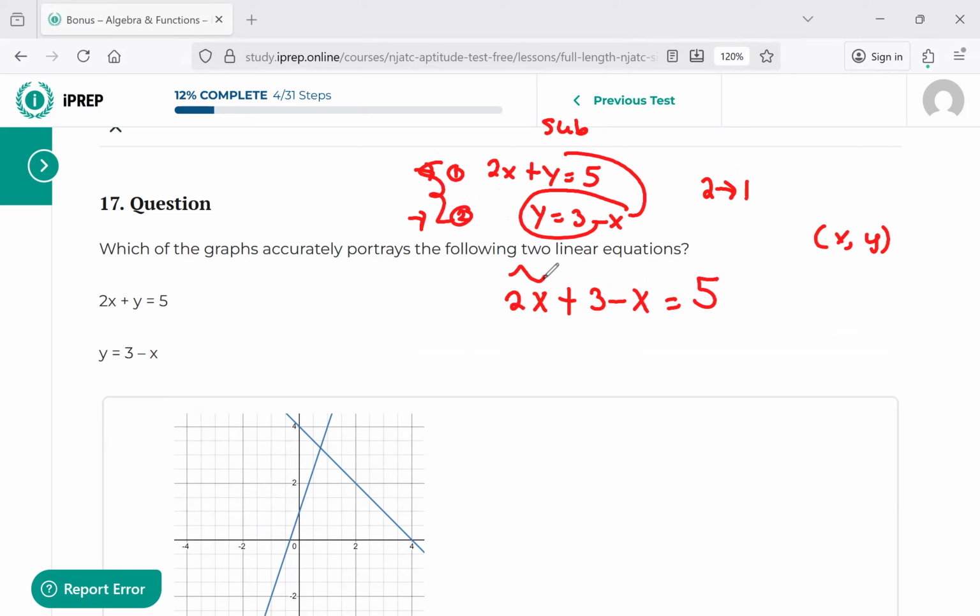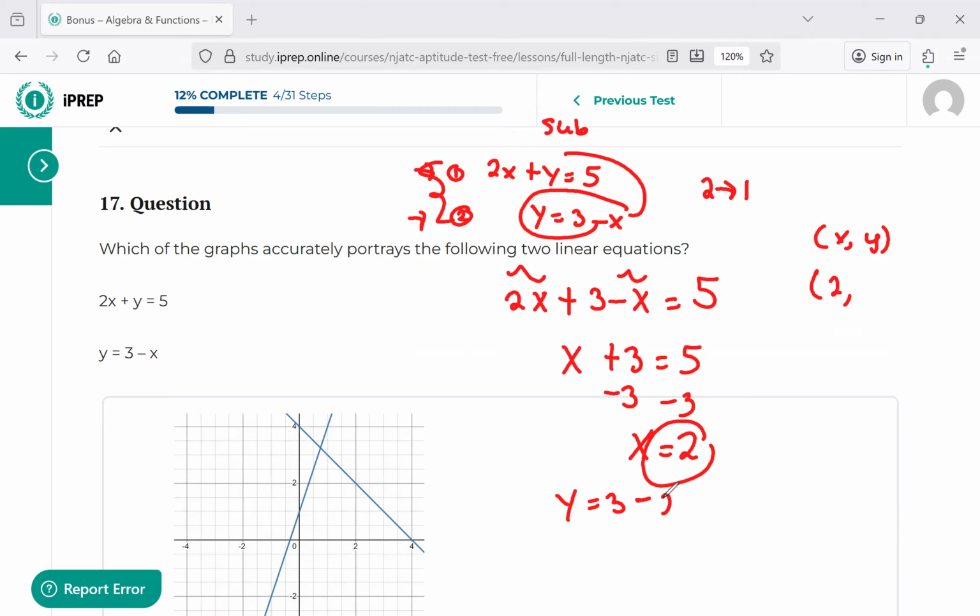Okay, and then simplify: 2x and then negative x is x, plus 3 equals 5, and then solve for x by subtracting 3. So 5 minus 3 is 2. Okay, so my x coordinate is 2. Now, how do you find my y? Easy. To find the y, you simply plug in x equals 2 back into the second one. You could plug into the first one, but that's just more work. So I'm going to plug it into the second one. So it's going to be y equals 3 minus x, and my x is 2. So 3 minus 2 is 1. So the solution to my system is going to be 2 comma 1.